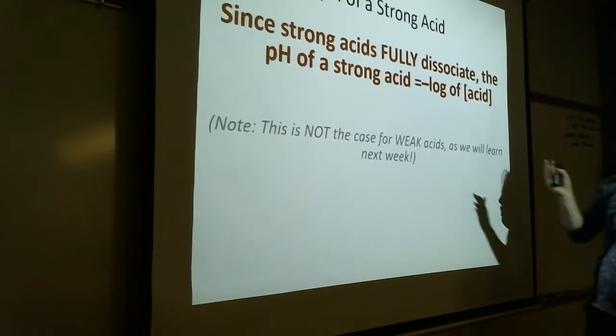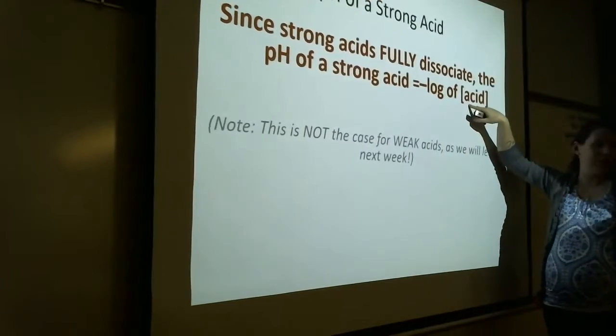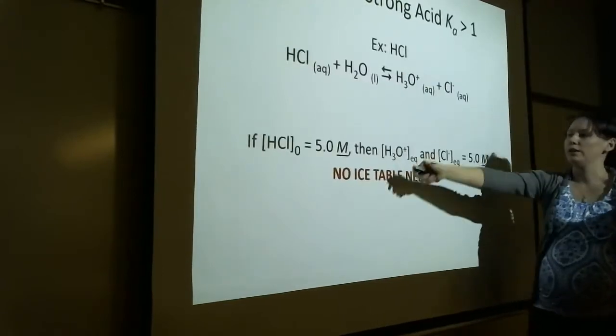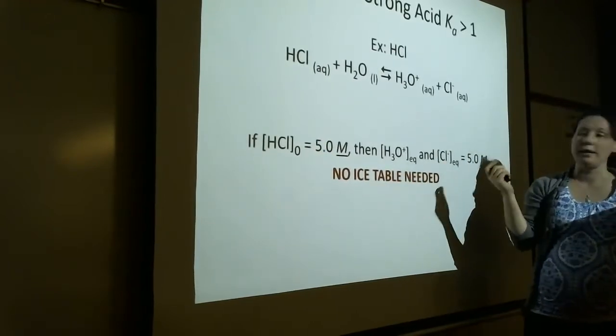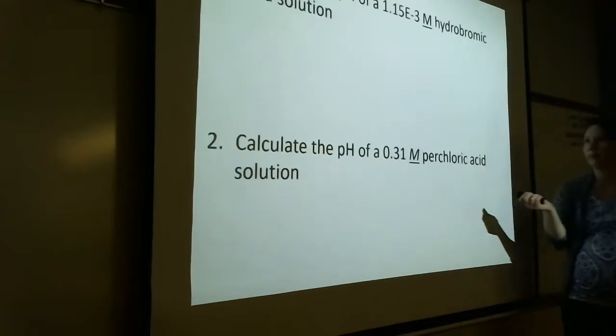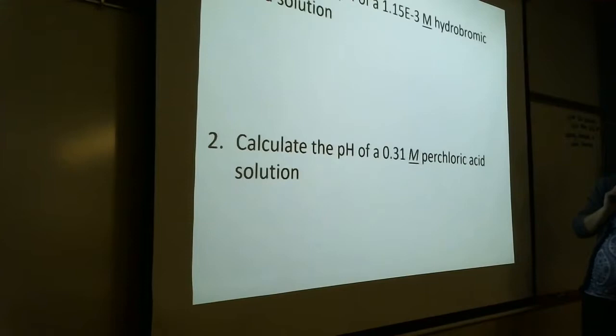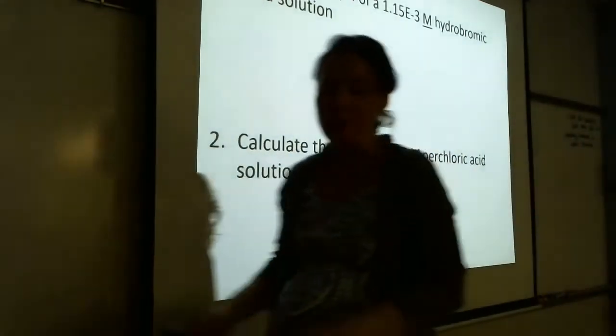So how do I get the pH of a strong acid? I just take the negative log of whatever the acid's concentration is. So if I told you the concentration of HCl was 5 molar, and I wanted to know what's the pH, you just take the negative log of 5. Okay? So why don't you try these on your own? Calculate the pH of a 1.15 times 10 to the negative 3rd molar hydrochloric acid solution. Calculate the pH of a 0.31 molar perchloric acid solution. And use this as an opportunity to practice your sig figs too.